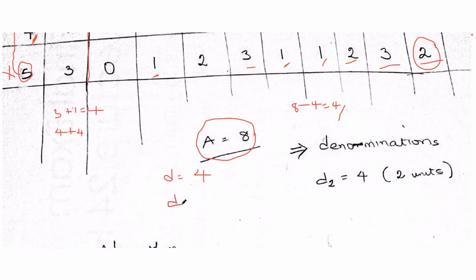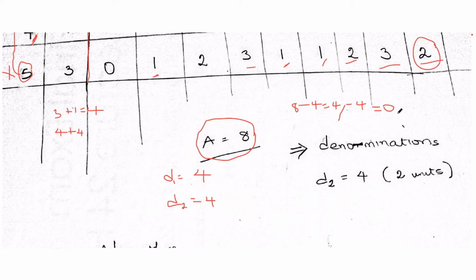The second denomination is 4 again. So we remove this 4 from here, and that will give us 0.